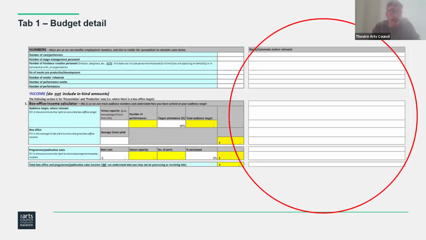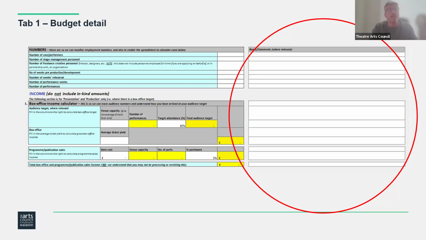That notes section is probably most useful, or something to think about, if you're calculating figures for strand one or strand two, where the averages for fees as calculated by the budget template may not fully reflect what it is you're intending to pay collaborators. So the notes section is a space where you can flag that for us in this case.